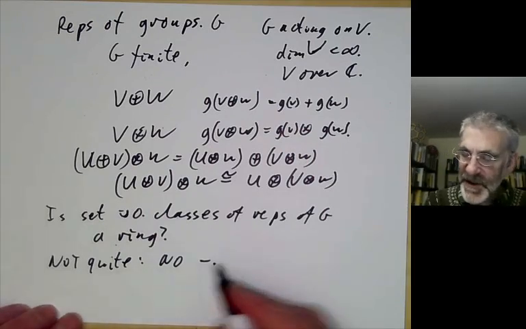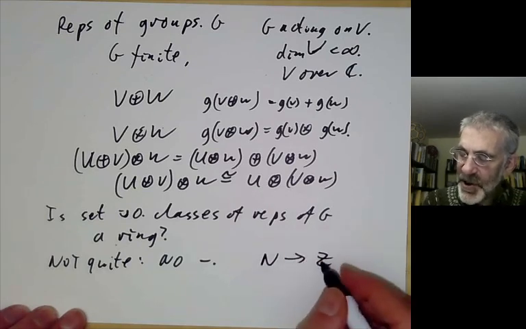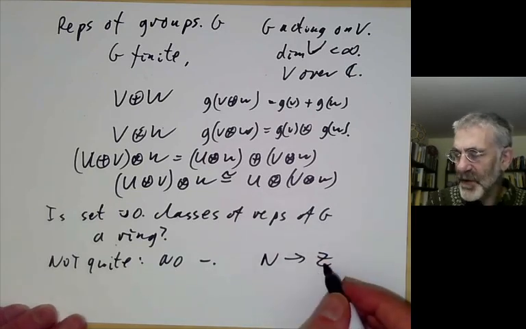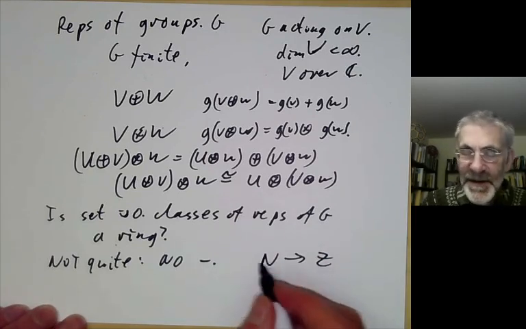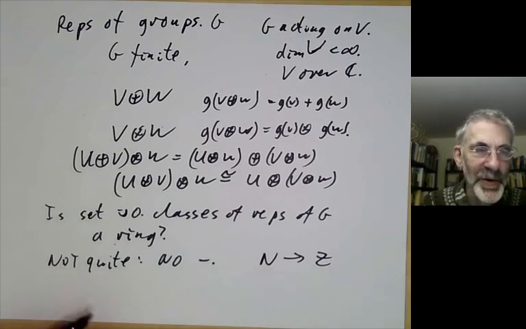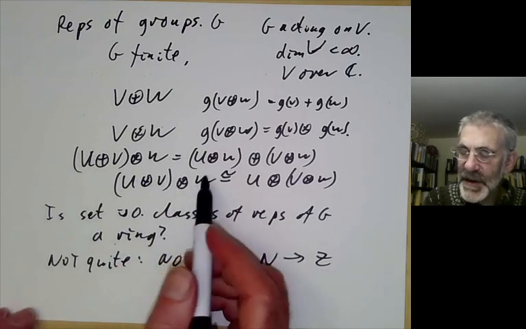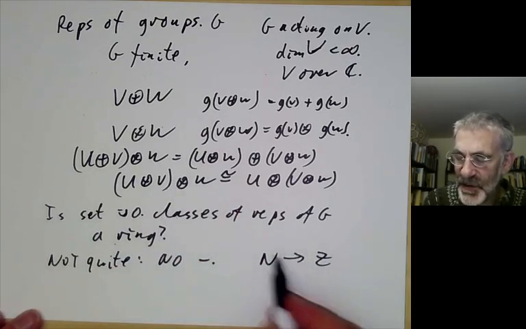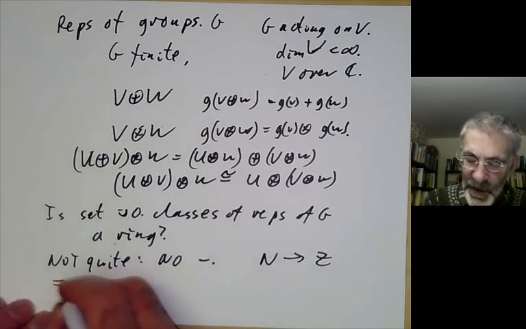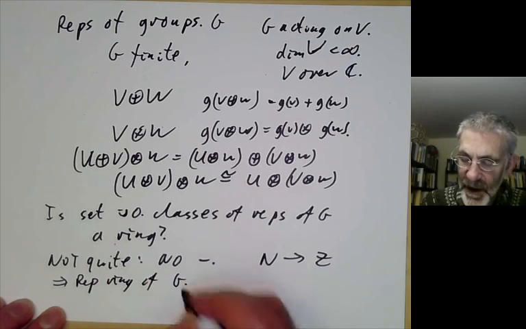We can force subtraction. So you remember when you construct the integers from the natural numbers, you forcibly add the negative of any natural number, and with a bit of care you can make a ring out of that. And that's a construction you can do with anything that looks like a ring without subtraction. You can force it to be a ring. If you do this, you get something called the representation ring of a group G.